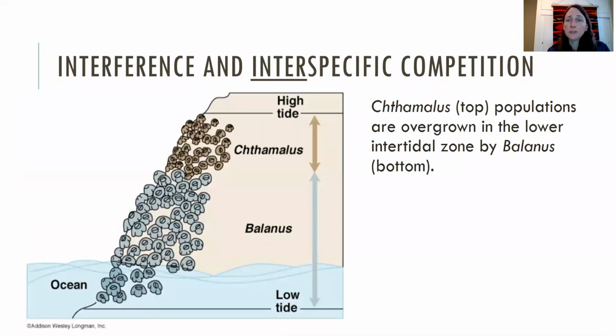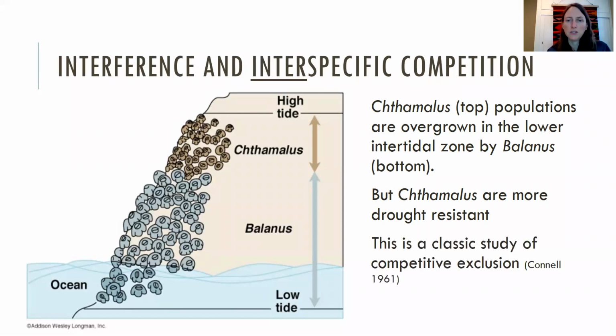Then there's also interspecific competition. So this is just a classic example. It happens to be marine, but there are 2 species of barnacles, Chthamalus and Balanus, and it turns out that the Chthamalus population could be overgrown by the lower Balanus. But the Chthamalus are more drought resistant. And so they take over in the high tide, and they can outcompete the Balanus because they're more resistant to the drought.